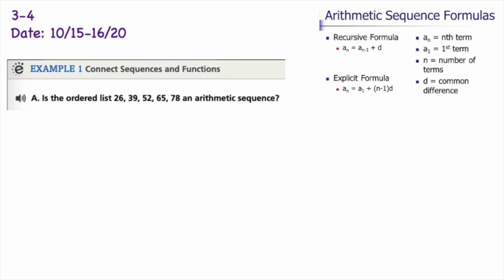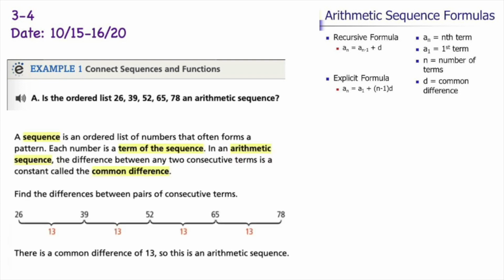All right, so let's go to example number 1. Is the ordered list 26, 39, 52, 65, 78 an arithmetic sequence? So a sequence is an ordered list of numbers that often forms a pattern. Each number is a term of the sequence. In an arithmetic sequence, the difference between any two consecutive numbers, so right next to each other, is consistent with the common difference.